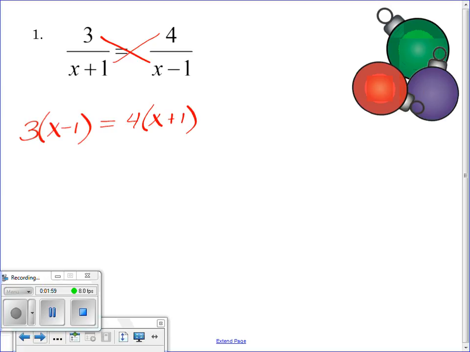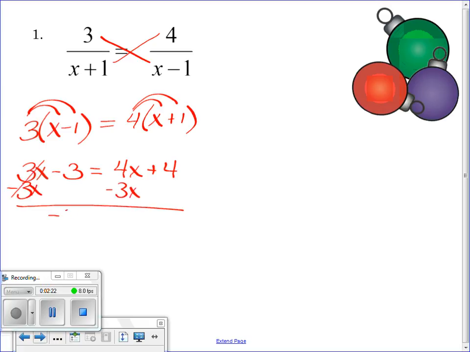How do you solve that? Good. Then we'll just distribute. So we'll get 3x minus 3. Distribute on the other side. 4x plus 4. And now we're back to like pre-algebra. How do you solve an equation? Good. Subtract 3x. So we get negative 3 equals x plus 4. Subtract the 4. Good.